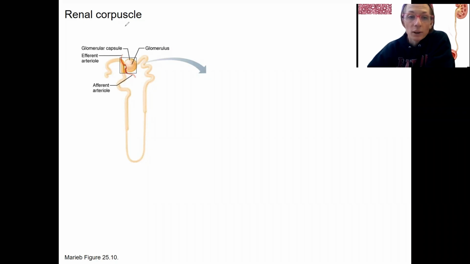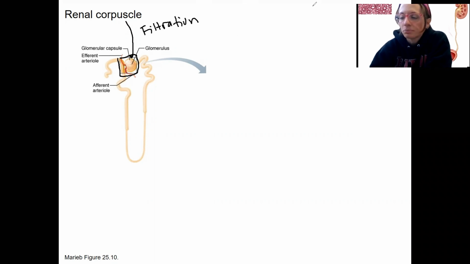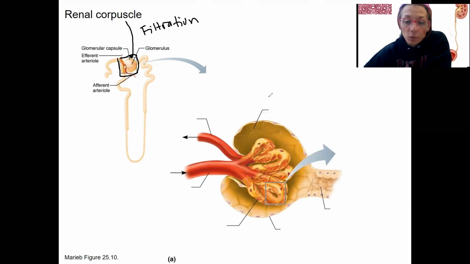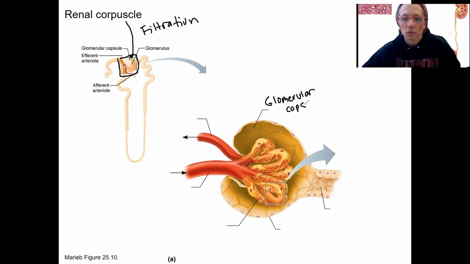So let's zoom into the renal corpuscle, which is this whole structure here, and look more closely at the process that occurs there, which is going to be filtration. So let's zoom into that structure there. The renal corpuscle is made up of the glomerular capsule, as you know, and inside that capsule, the glomerulus, just like is shown up there.